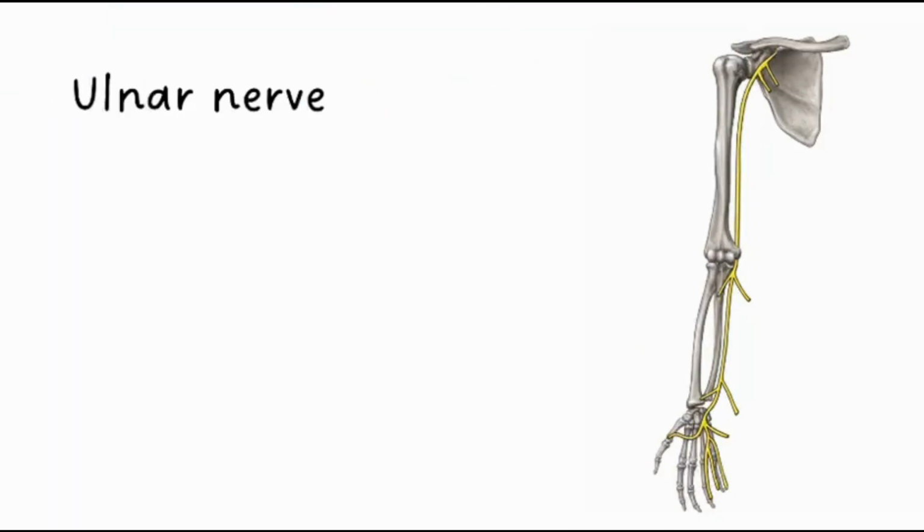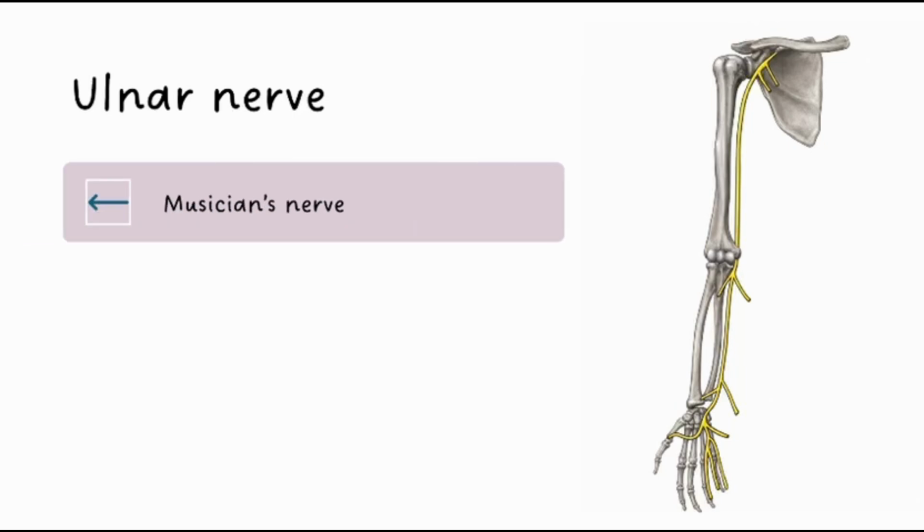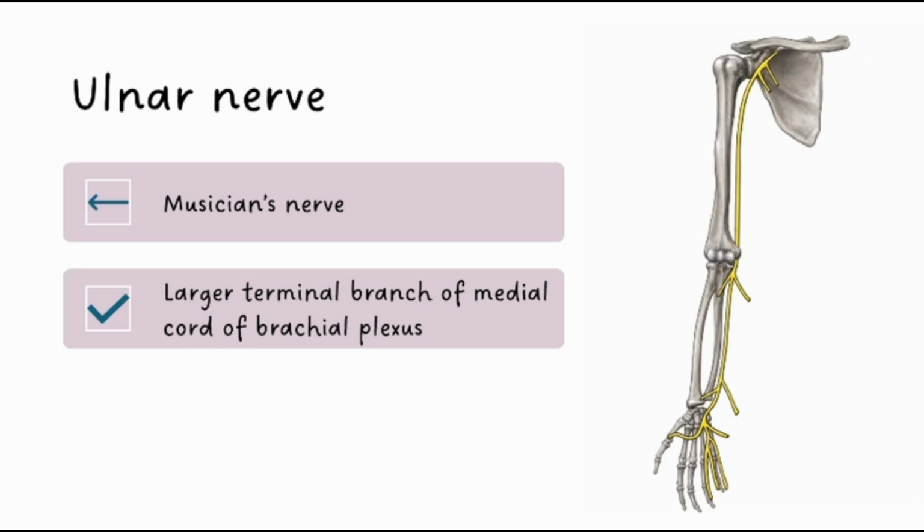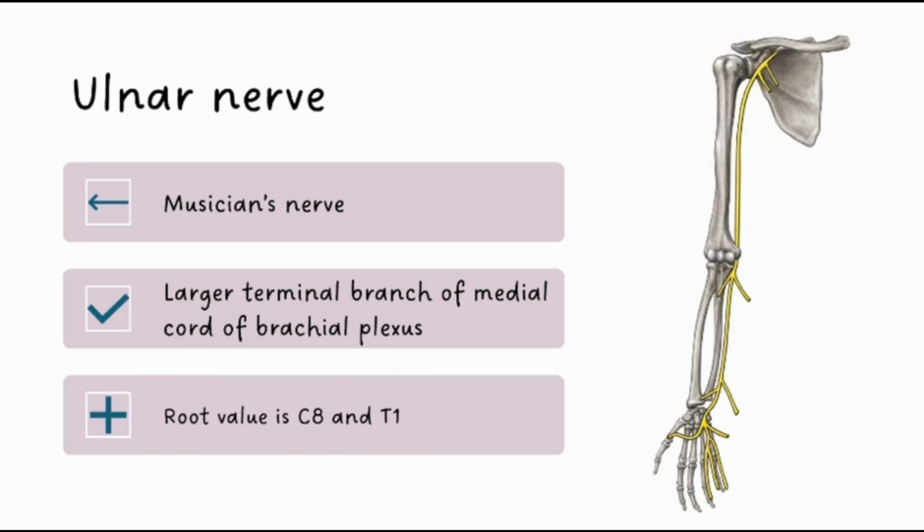Let's look at some of the key features of the ulnar nerve. The ulnar nerve is often referred to as the nerve of fine movements or musician's nerve because it innervates most of the intrinsic muscles of the hand that are involved in the fine intricate hand movements as required by musicians while playing musical instruments.